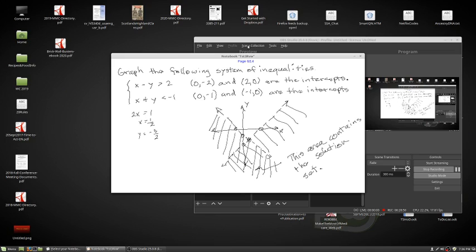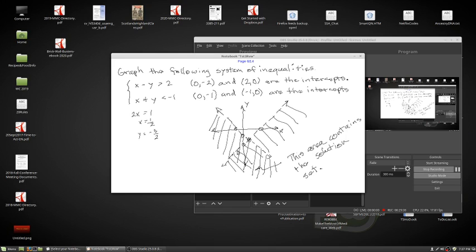All right. The next problem that all of you are going to have, but you're not going to need to draw a graph. I just went ahead and did it, just to show you how it would be done. You have a system of inequalities. x minus y is greater than 2, and x plus y is less than negative 1. For this first one, our two intercepts are 0, negative 2 is our y-intercept, and 2, 0 is the x-intercept.